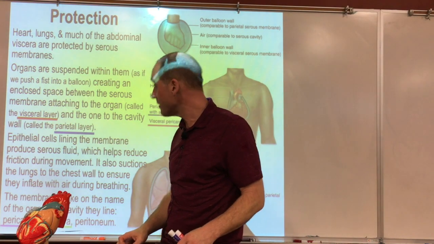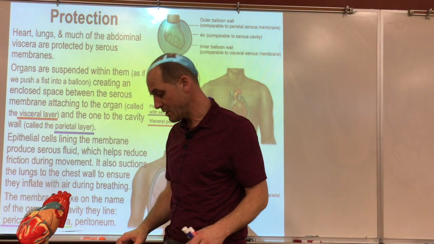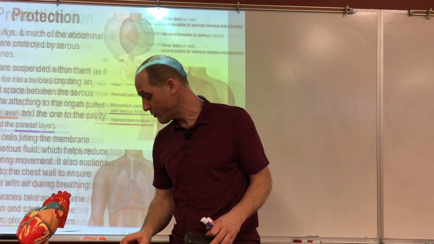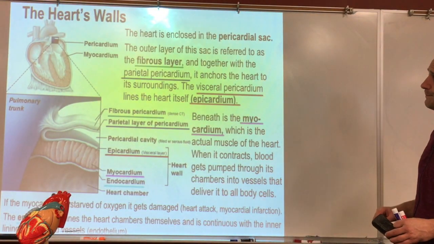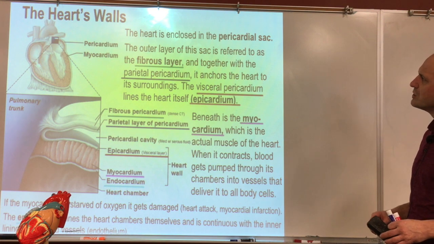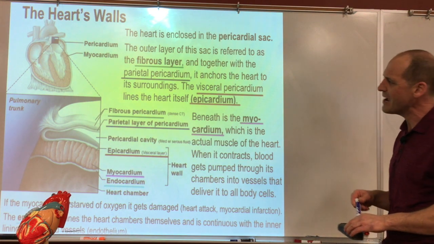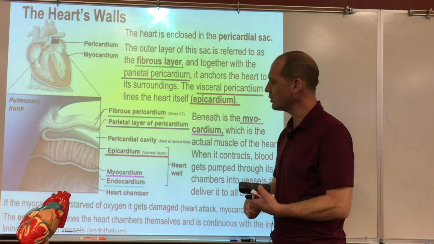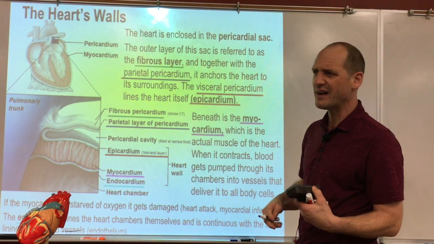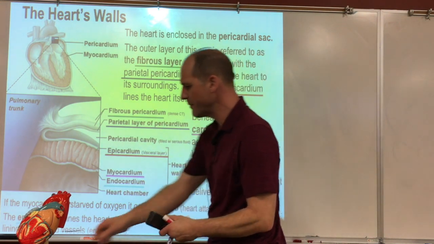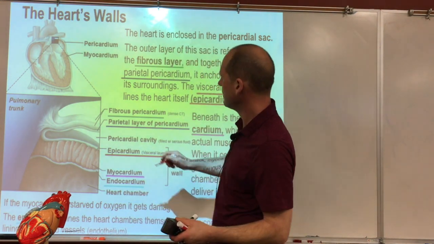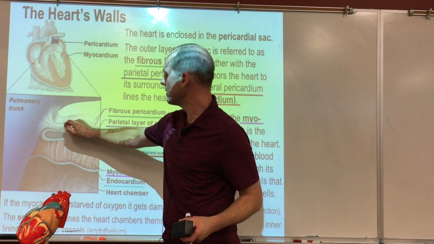All right, so that's the protective linings around the lungs and around the heart, of course, because we're talking about the heart right now. So the heart's enclosed in the pericardial sac, and the outer layer of that sac is known as the fibrous pericardium. Watch out, this visceral parietal stuff is coming right back here too. So the fibrous pericardium is right here on the outside.